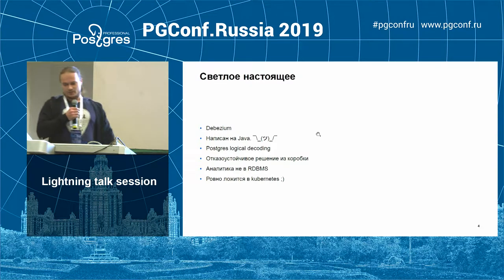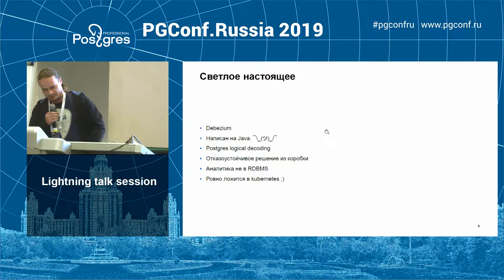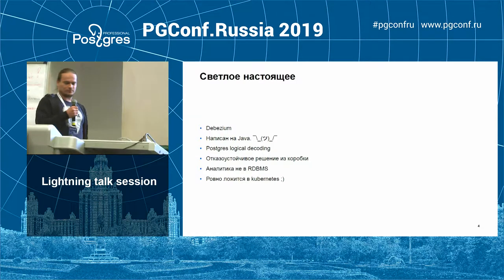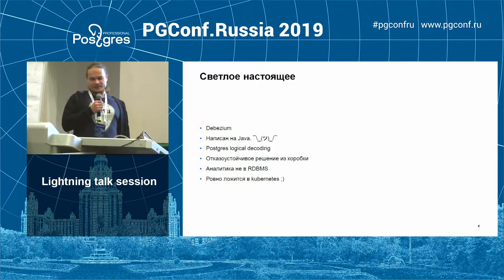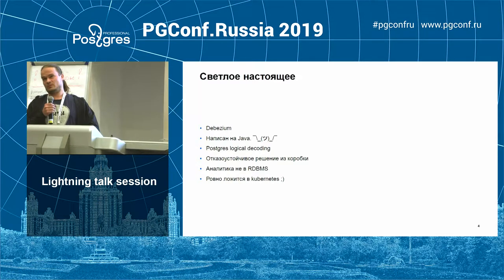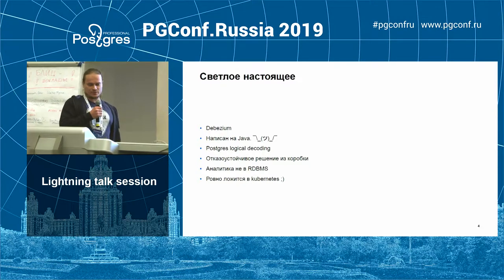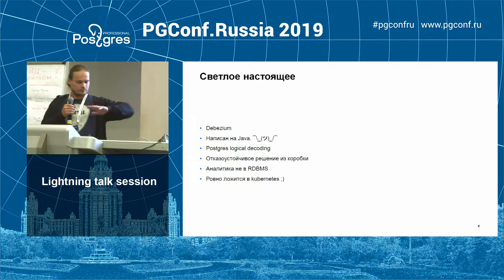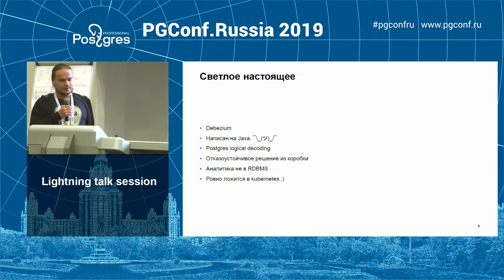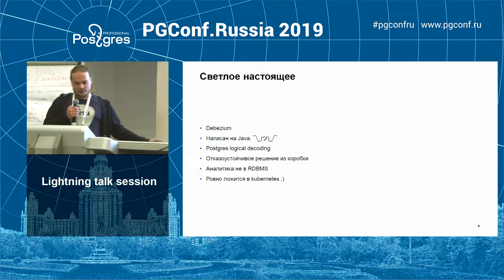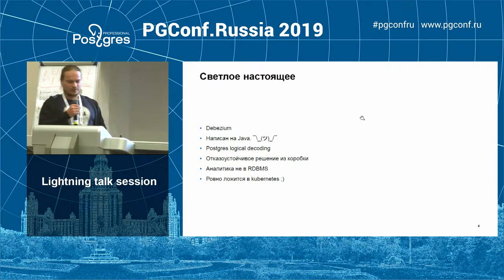What is the present? What do we have today? Today, we have Debezium, a Kafka Connect instrument written in Java. For those who love this language, they use Postgres logical decoding, which has been in place for 5 years already, since version 9.4, a fail-safe solution out of the box. We can have a fail-safe cluster, create three hosts, and go ahead with it. All the data coming from the database, we analyze not in an RDBMS, but in Hadoop or elsewhere.